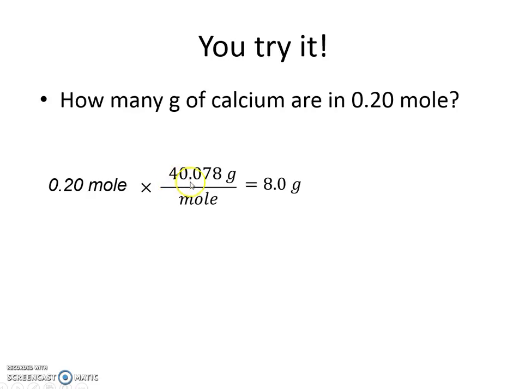Now, some of you are probably looking at this number and saying, why couldn't I just write 40? We usually don't express our molar mass with any less than 4 digits, and if that's what you want to use, that's fine.